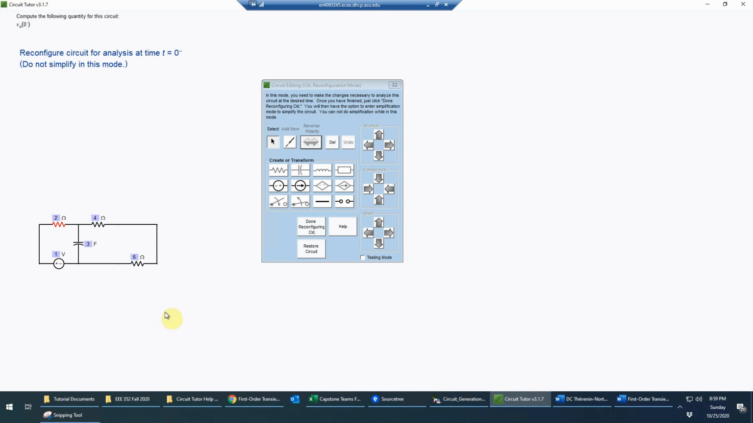But what I do need to know is the one thing that cannot change suddenly when the switch is thrown, and that is, as you may remember, the voltage of the capacitor. And that's because i equals C dv/dt for a capacitor, and if that voltage were to change instantaneously, dv/dt would be infinite, meaning that the current would have to be infinite in the capacitor, and that's not possible. So therefore, the voltage cannot change suddenly.